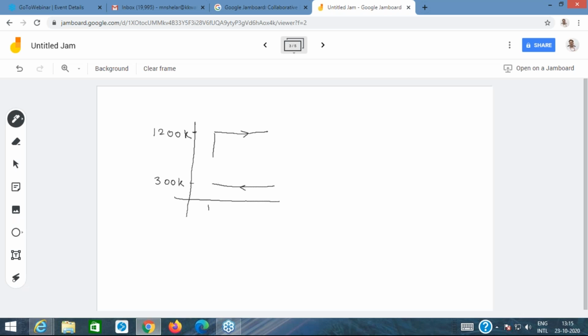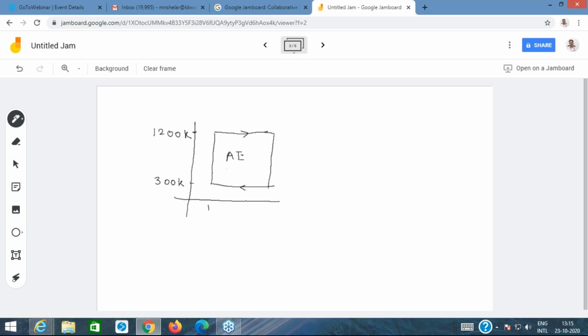So this area of the rectangle is the available energy. This area of the rectangle is the available energy. So what I represented is the available energy. And how do you calculate this area?